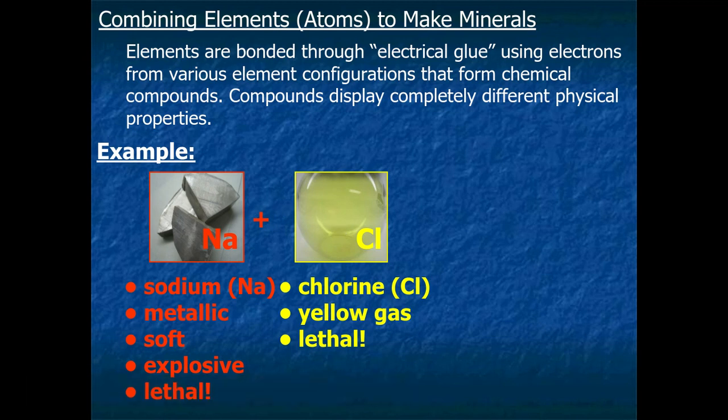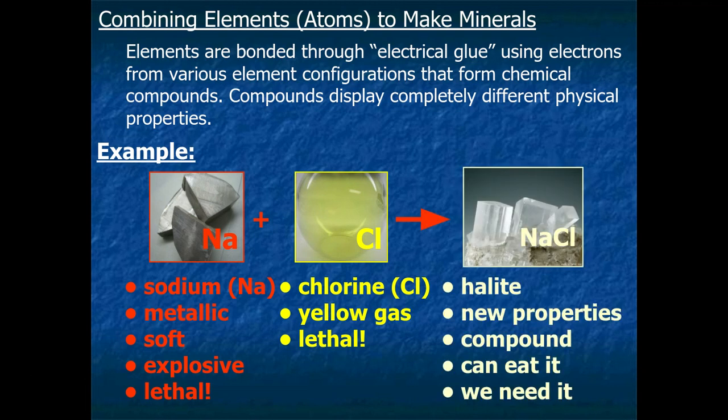And once it reacts and combines using the valence shells of each, the sodium and the chlorine, it produces a completely new product, or what we would refer to as a compound, a chemical compound, which we refer to as a mineral. And in this case, the mineral becomes halite. And halite is just basically normal table salt. And if you look at the description now, the properties have completely changed. So halite has new properties. It's a compound. We can eat it, and we need it.